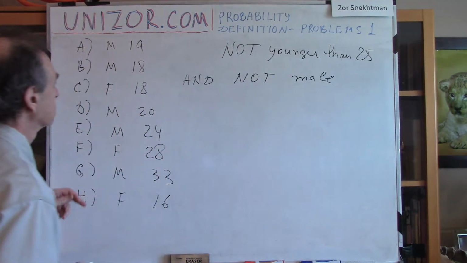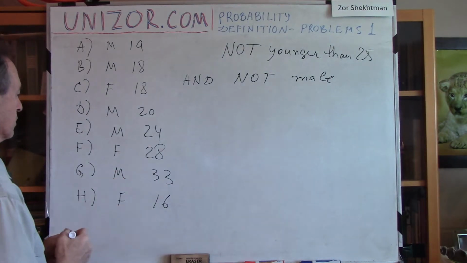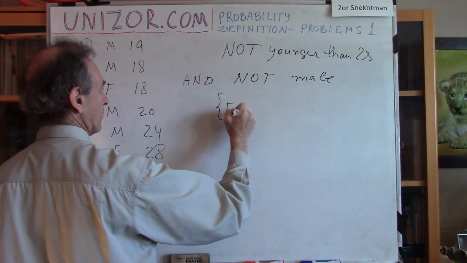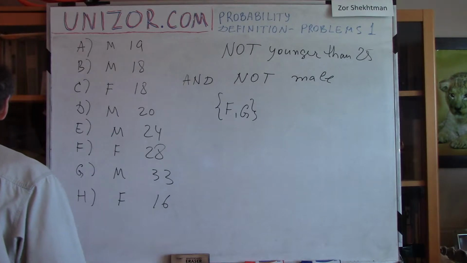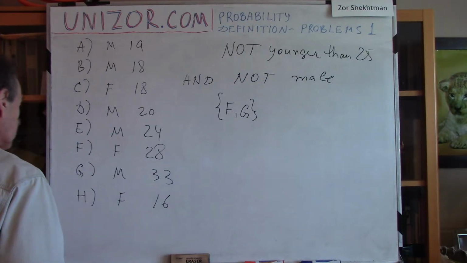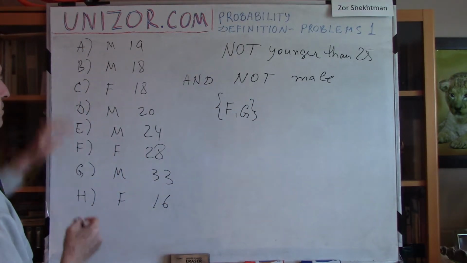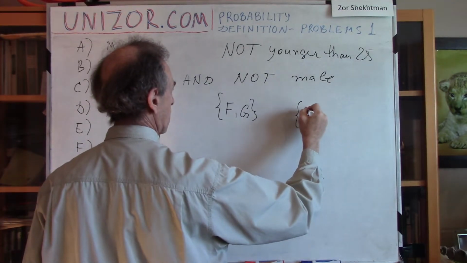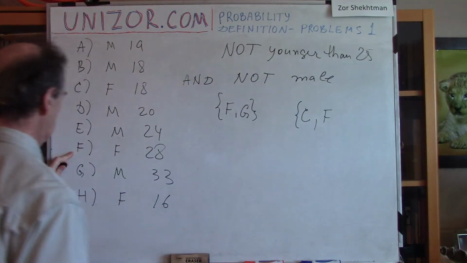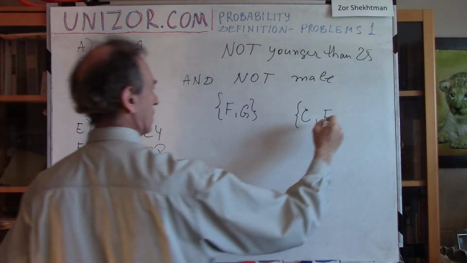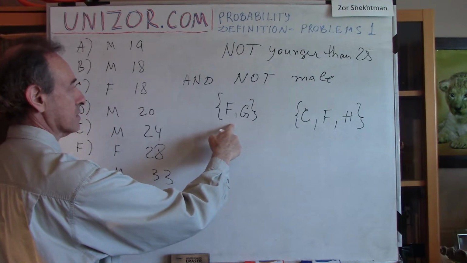Not younger than 25. Not younger than 25, it's 28 and 33 only, right? So we have F and G. That's the subset, F and G. Now, not male. This is not male, it's a female, right? So it's C. Male, male, not male. F. Male, F. H. So, these are not younger than 25.